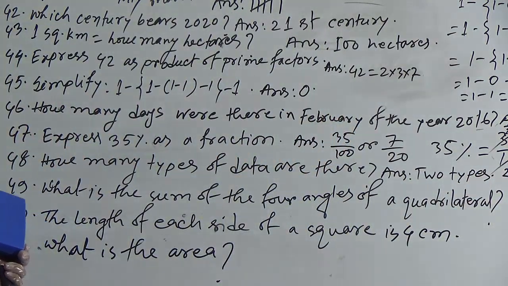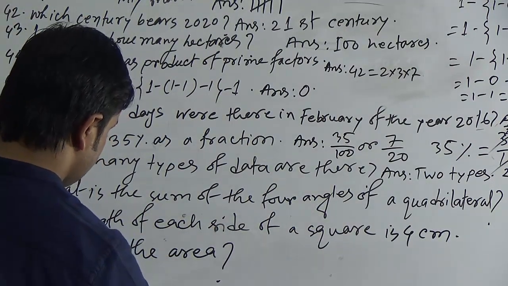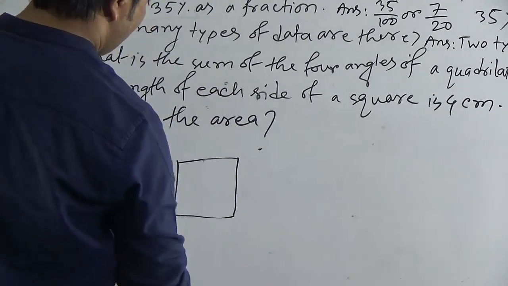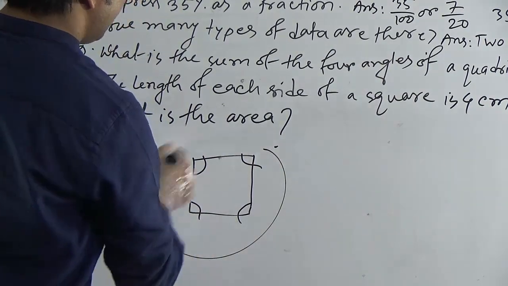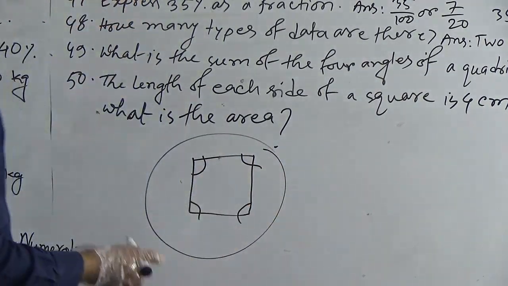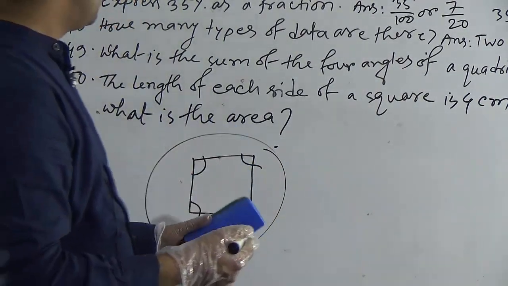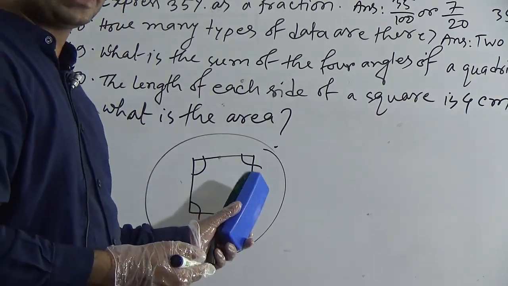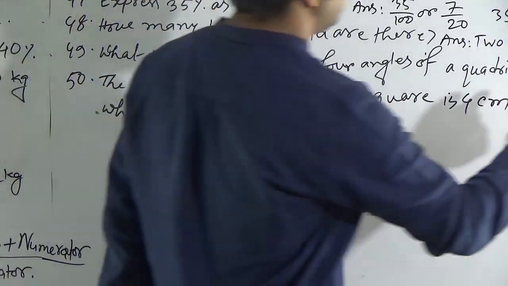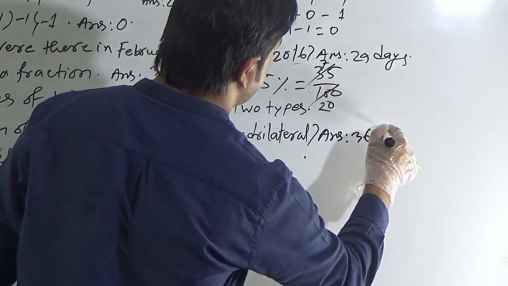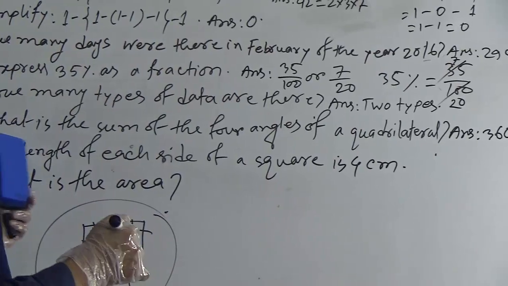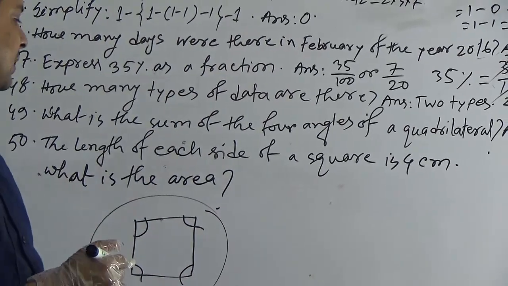Now 49, what is the sum of the 4 angles of a quadrilateral? I think all of you know the sum of the 4 angles: this angle, this angle, this angle and this angle. It means the sum of the 4 angles of a quadrilateral. This is a characteristic. The sum of the 4 angles of a quadrilateral is 360 degrees. So our answer is 360 degrees.